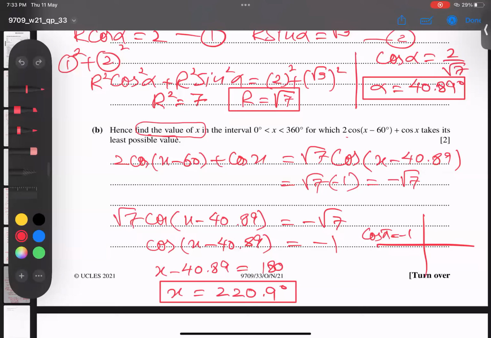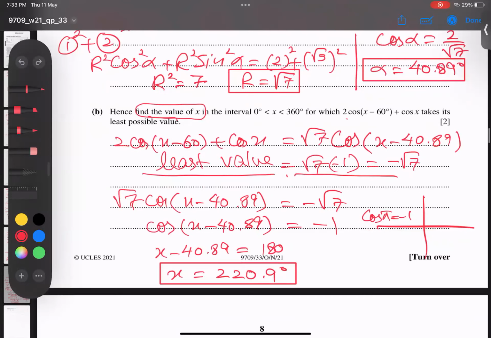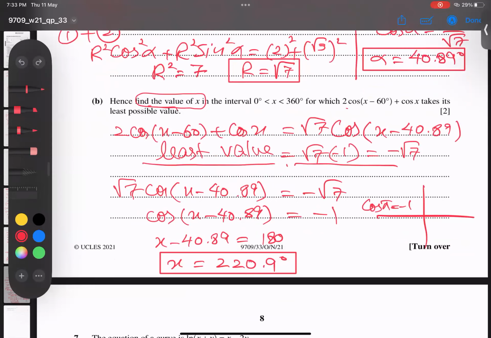The least value is this one, no doubt about it. But he's not asking for the least value. He says what is the x value, what is the angle x which gives you the least value. So first I explained what the least value is, which is coming -√7. And then I looked at what the x value is which gives us the least. I believe you got the point very clearly.